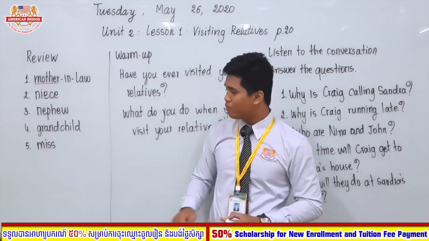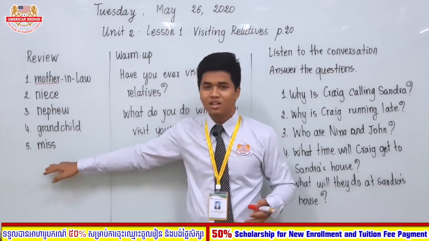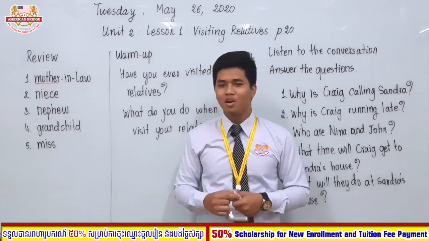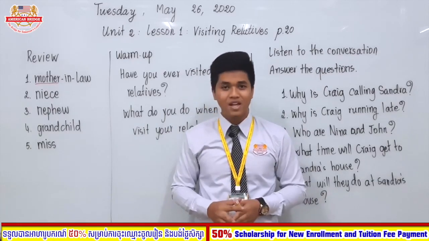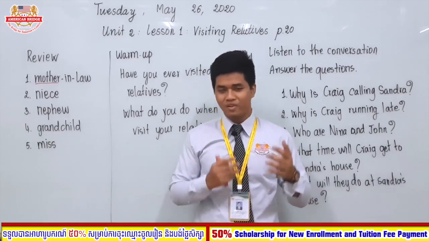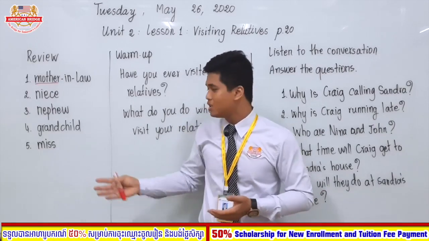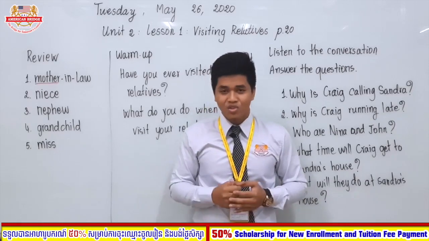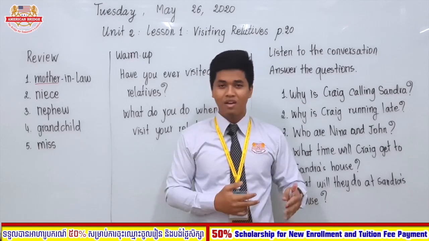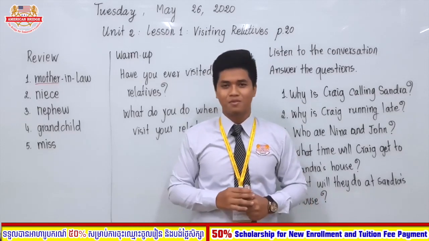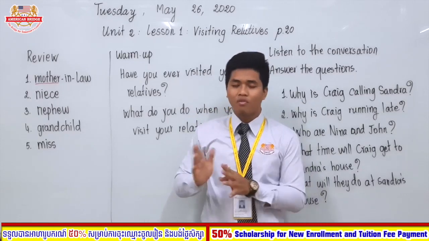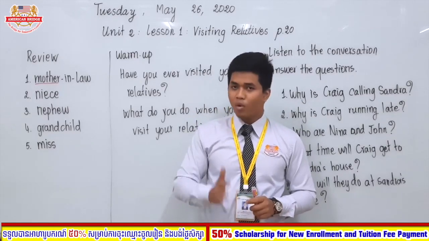Last but not least, we have the verb number 5 here, which is miss. Everyone misses something. Nowadays, I think you are missing something, right? You are missing our classroom. You are missing your friends. So miss here means you feel sad, you feel unhappy because someone or something is not with you right now.